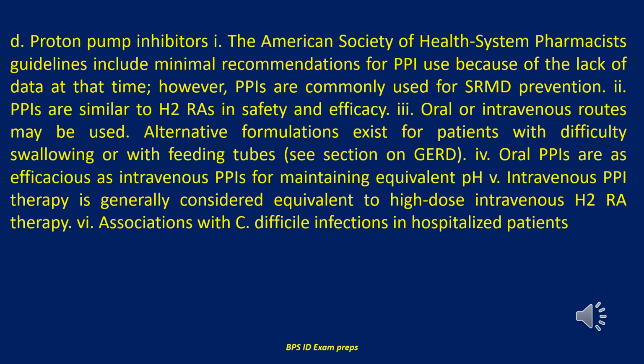3. Oral or intravenous routes may be used. Alternative formulations exist for patients with difficulty swallowing or with feeding tubes. See section on GERD. 4. Oral PPIs are as efficacious as intravenous PPIs for maintaining equivalent pH. 5. Intravenous PPI therapy is generally considered equivalent to high-dose intravenous H2RA therapy. 6. There are associations with Clostridioides difficile infections in hospitalized patients.